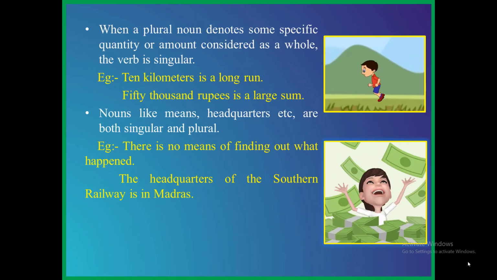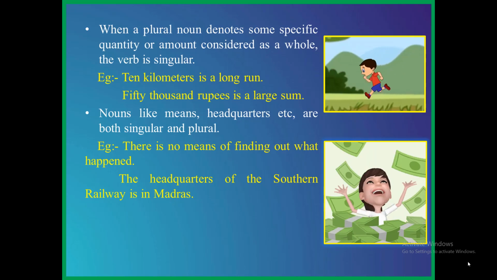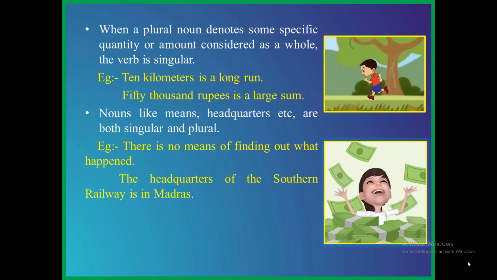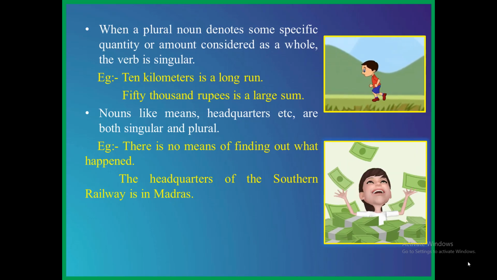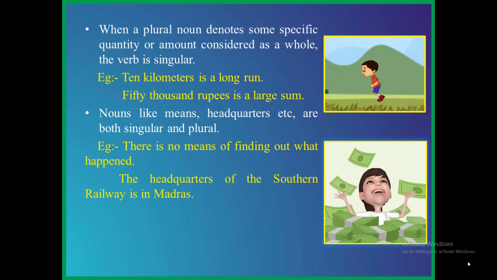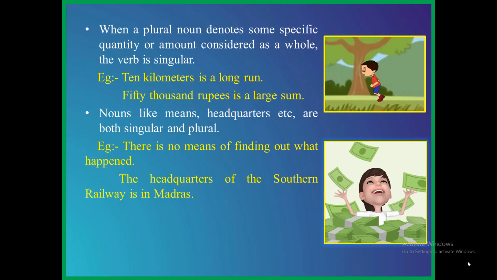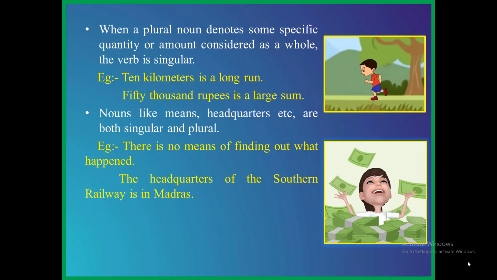There is no means of finding out what happened. So yes, singular verb. The headquarters, again, we don't know, is singular and plural at the same time. So that's why here we are using the verb is. The headquarters of the Southern Railway is in Madras. I hope this rule is clear to all.